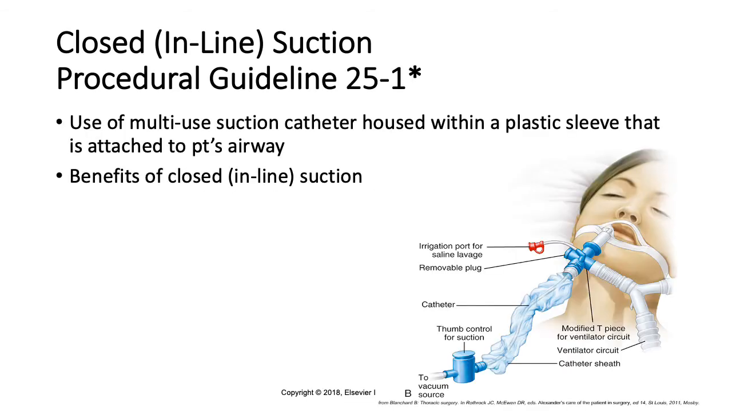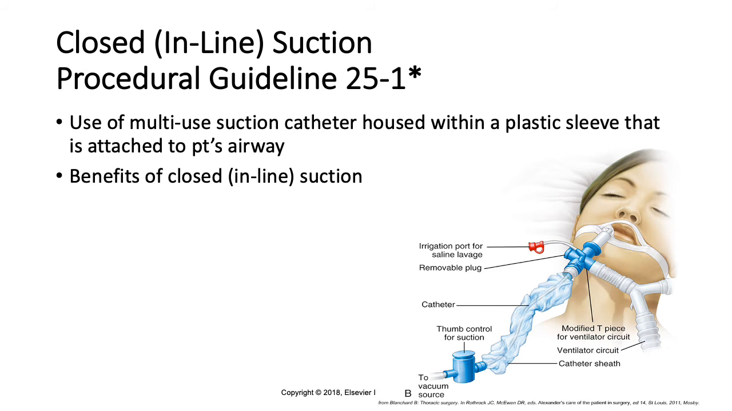The closed or inline suction procedural guideline is 25-1. This is a procedure in which a multi-use suction catheter is connected to the patient's artificial airway. It can be connected to the endotracheal tube as in the image on the screen, or it could be connected to the tracheostomy tube. Usually, again, this is for patients who are on ventilators.